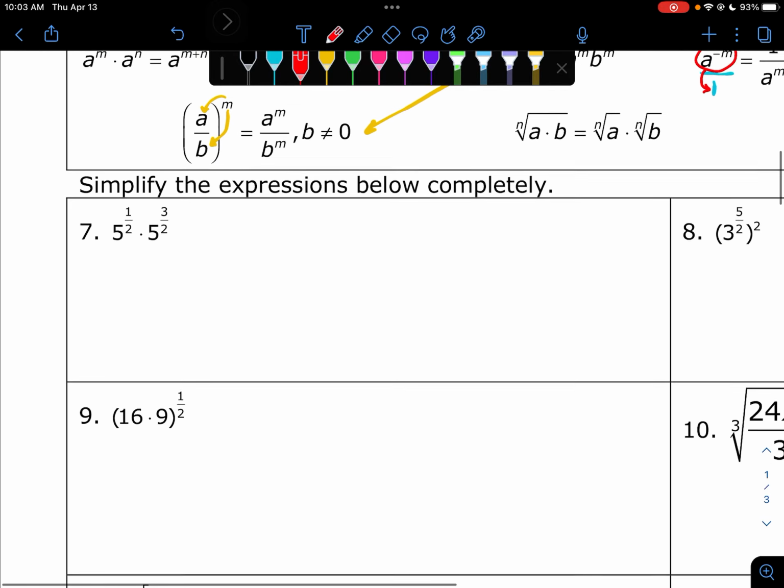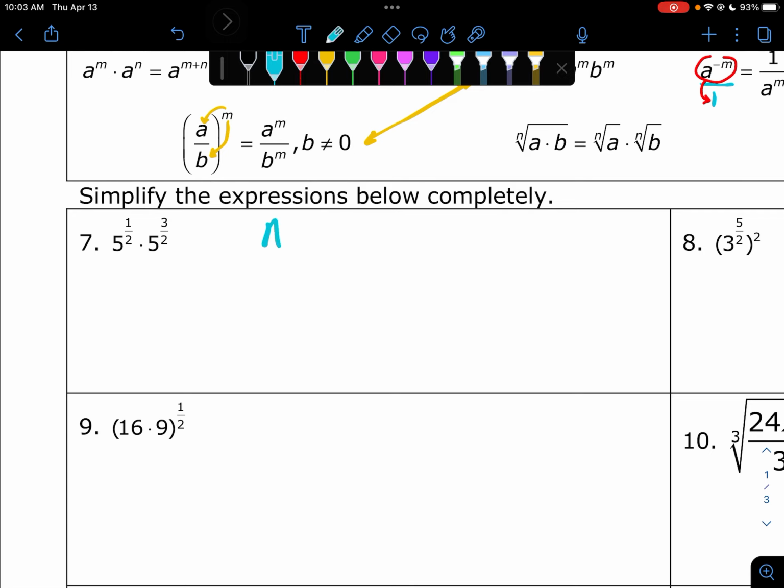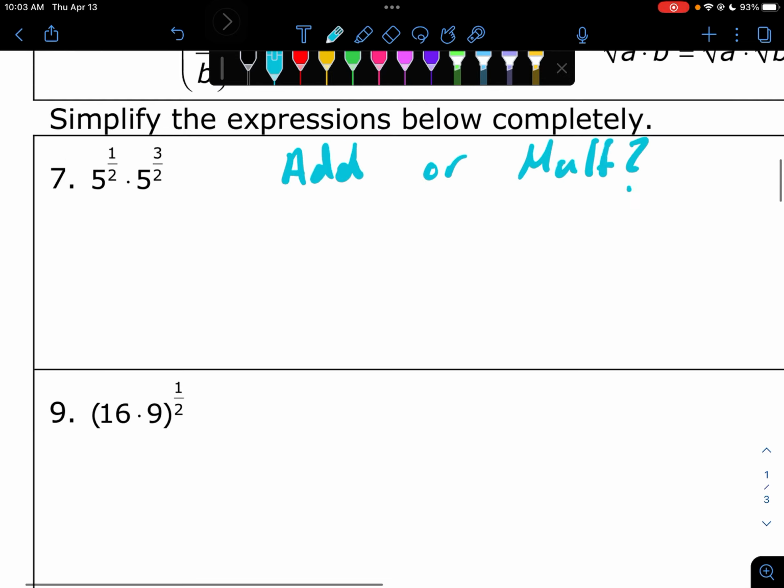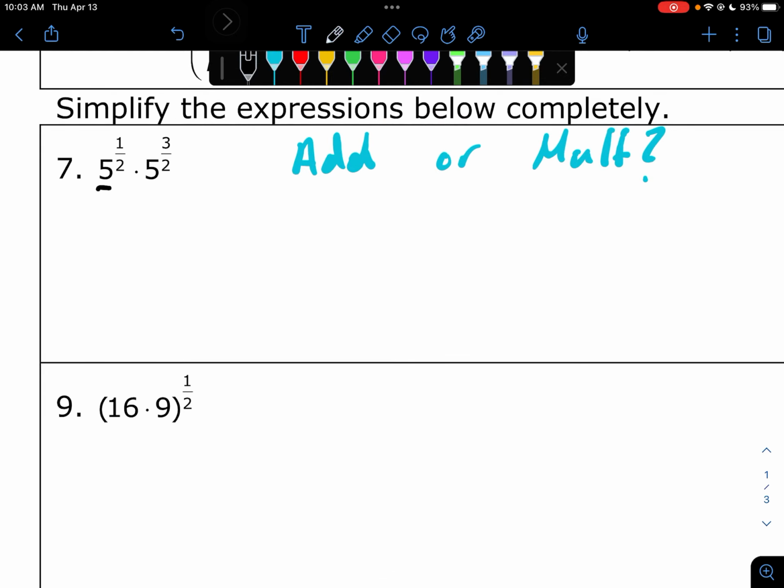So let's take a look here. Do I add or multiply? So I would say add, since they have the same base. So I get 5 to the 1/2 plus 3/2.